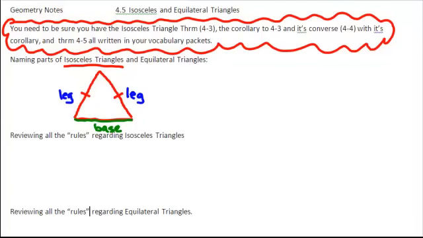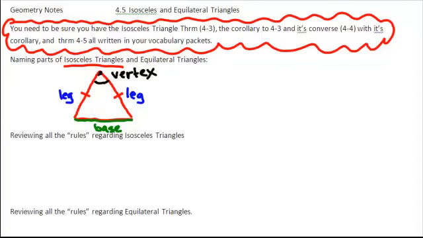And this angle at the very top is called the vertex angle. Or in other words, the vertex is right here. So we have the vertex of an isosceles triangle at the very top, the peak, two legs, the two legs are equal, and then the base of the isosceles triangle.